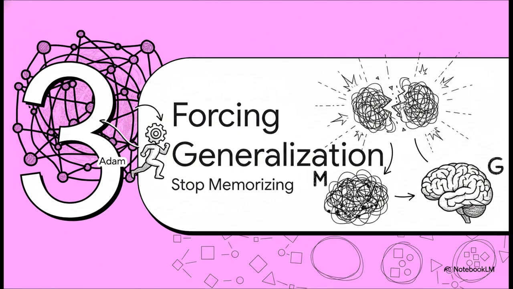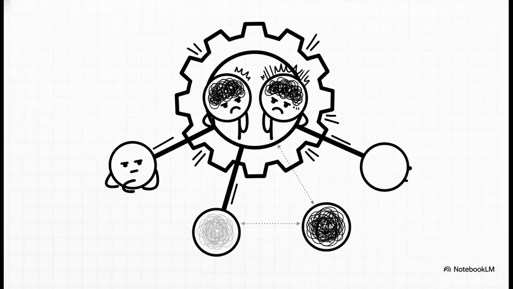How do we force them to actually learn and to generalize to new stuff? The root of the problem is this thing called neuron coadaptation. Basically, the neurons become codependent. It's the perfect analogy for that lazy group project in school, where a couple of neurons do all the real work and the others just kind of coast, relying on them. And that makes the whole network really brittle. It can't handle anything it hasn't seen before.